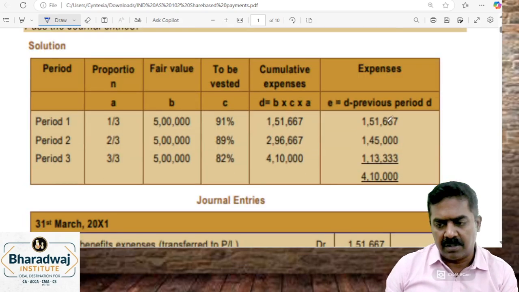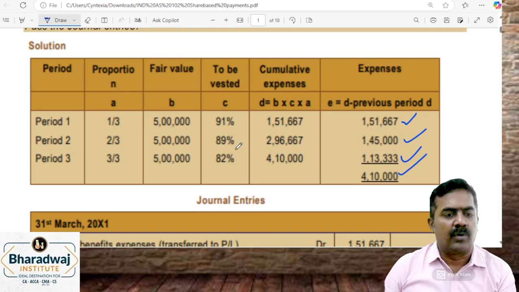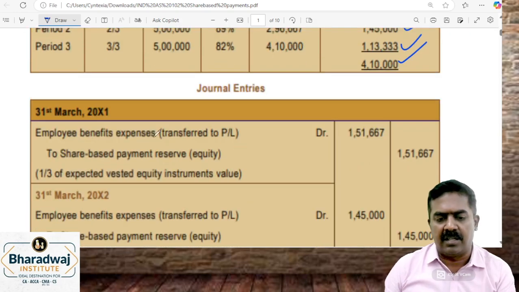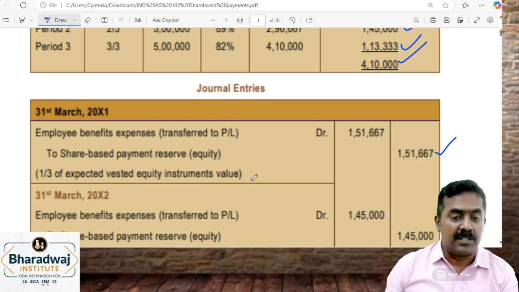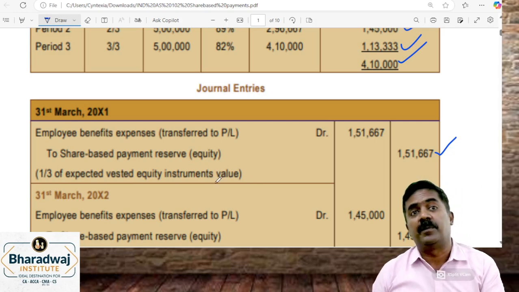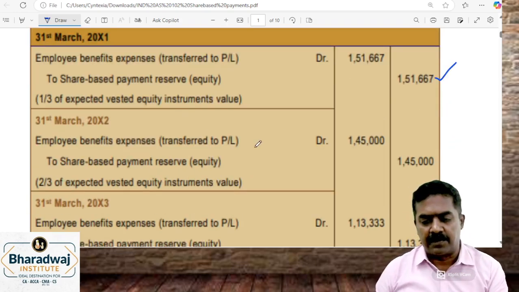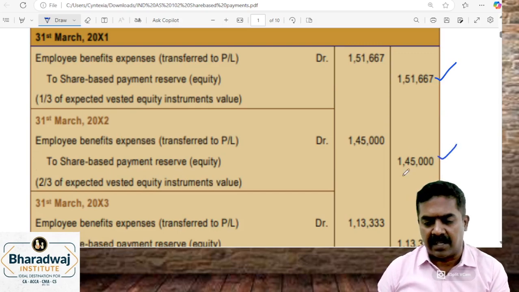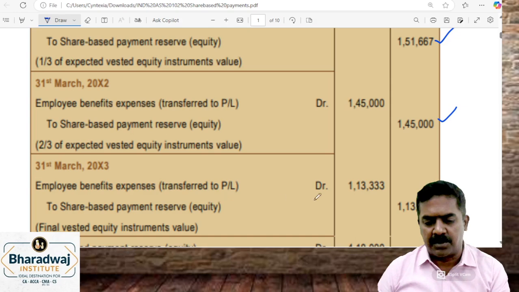I've given the solution. Cumulative expense, current year expense. Totally how much we recognize? 4,10,000. If they ask you journal entry, employee benefit expense accounted out to share-based payment reserve, because it is going to be given in the form of equity. Employee benefit expense accounted out to share-based payment reserve second year. Employee benefit expenses to share-based payment reserve.